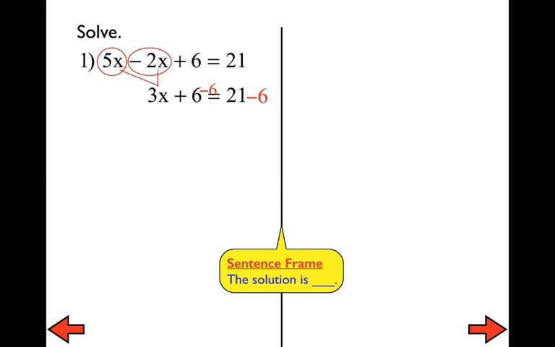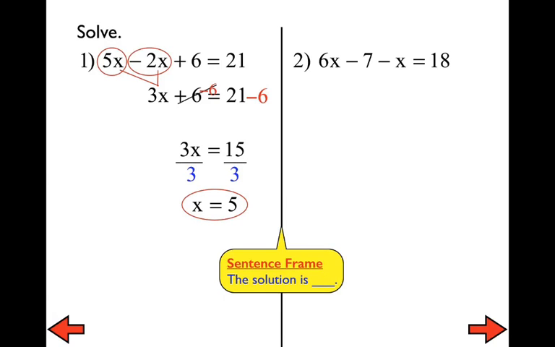Let's subtract 6 from both sides. We always deal with the adding or subtracting part first. We have made 0 right here, so we can move on. That leaves us with 3x equals 15. The inverse operation to multiplying by 3 is to divide by 3, and our solution is x equals 5. Pause this video and try number 2.